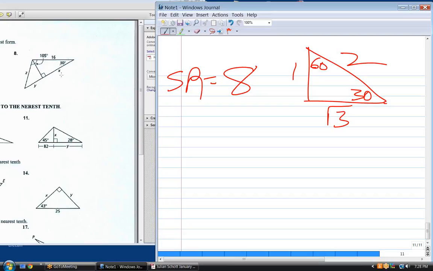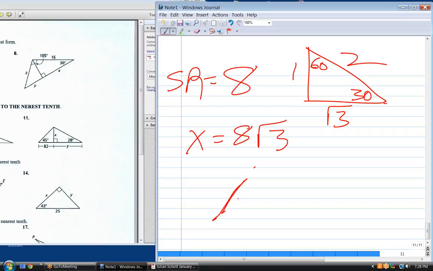So what's this side x, the side opposite the 60-degree angle, going to be? Would it be 8 root 3? Uh-huh. And what's this side here opposite the 30-degree angle? Just 8. Correct. So now let's look at this triangle over here.